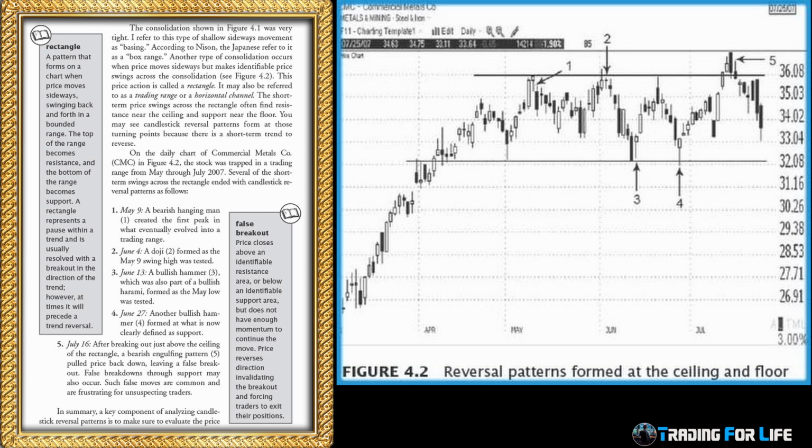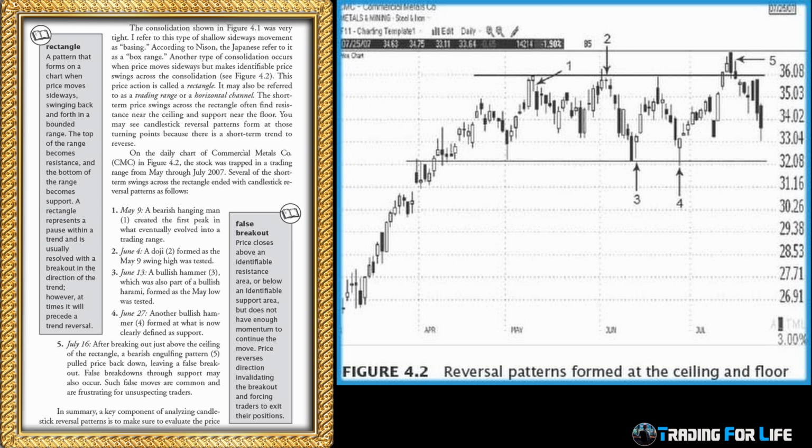On the daily chart of Commercial Metals Co. (CMC), in Figure 4.2, the stock was trapped in a trading range from May through July 2007. Several of the short-term swings across the rectangle ended with candlestick reversal patterns as follows. 1. May 9th, a bearish hanging man, 1, created the first peak in what eventually evolved into a trading range. 2. June 4th, a doji, 2, formed as the May 9th swing high was tested. 3. June 13th, a bullish hammer, 3, which was also part of a bullish harami, formed as the May low was tested. 4. June 27th, another bullish hammer, 4, formed at what is now clearly defined as support.